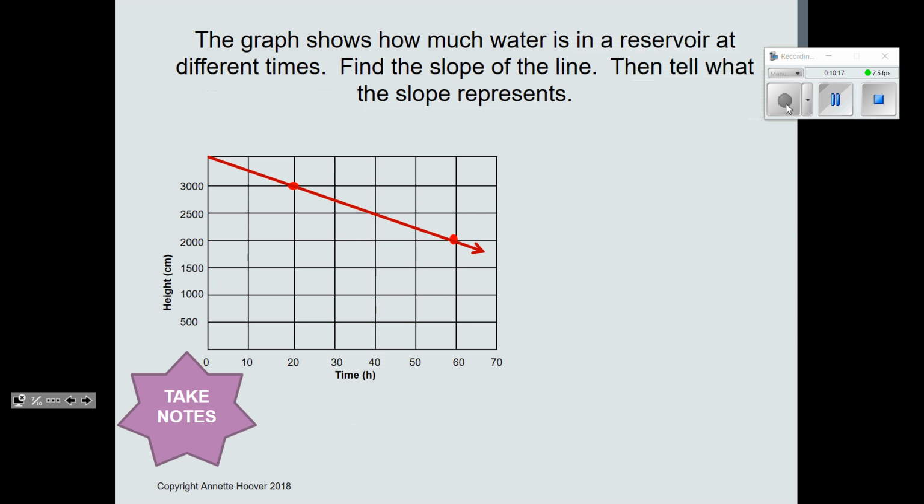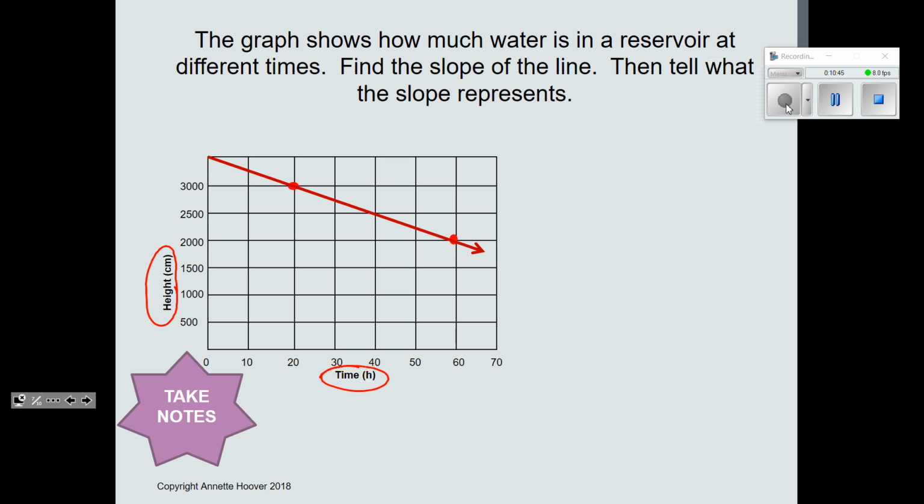This graph shows how much water is in a reservoir at different times. Find the slope of the line, then tell what the slope represents. So when you have a graph like this, it's always important to, first of all, let's see what the x or the domain is. It represents time. The range or the y-axis is height. So this is going to be the height of the water in the reservoir over a given amount of time.